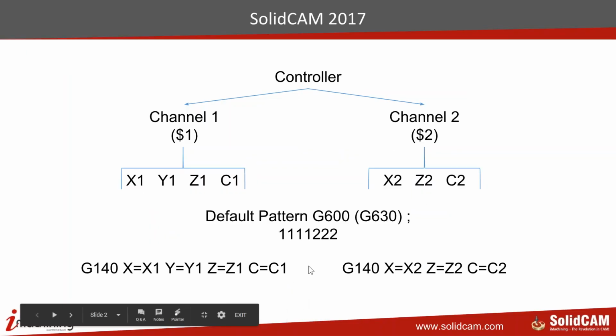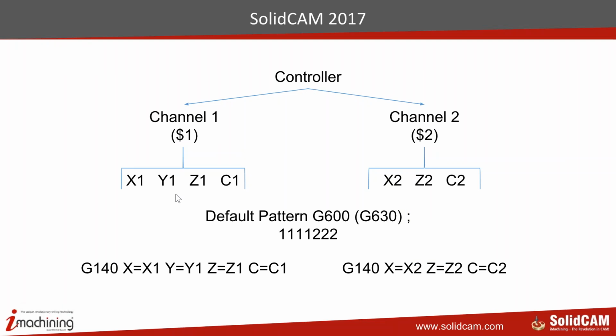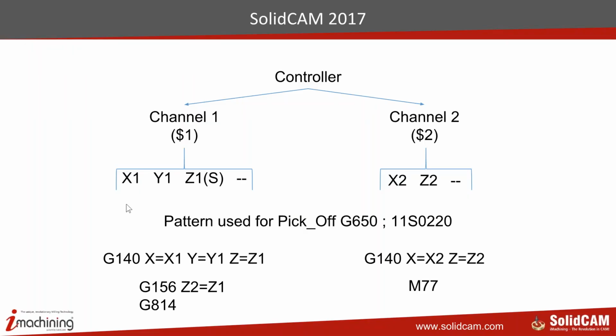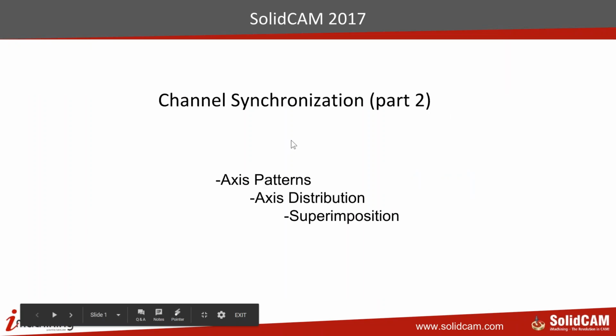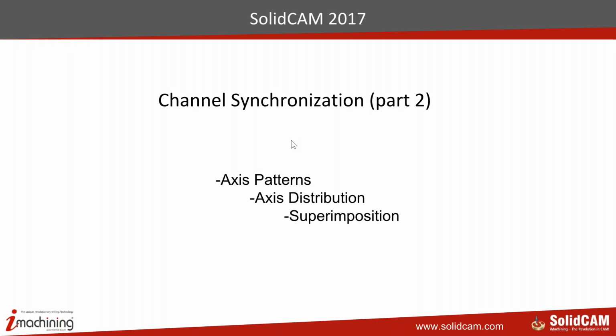Today, as you already said, we will continue with the second part of the Milltown webinar. Today's topics are axis patterns, axis distribution, and superimposition. We will find out why we need patterns, how to define distribution of axis, and how to define the superimposition.